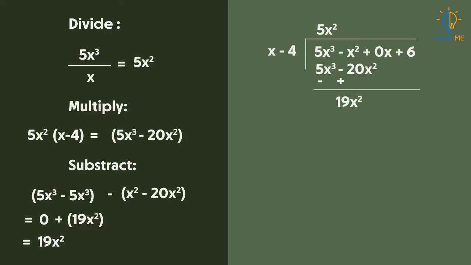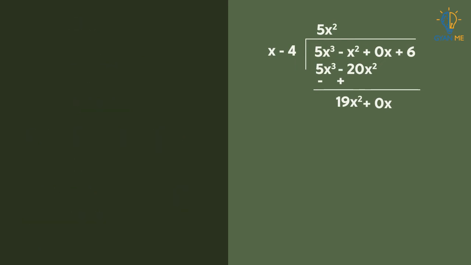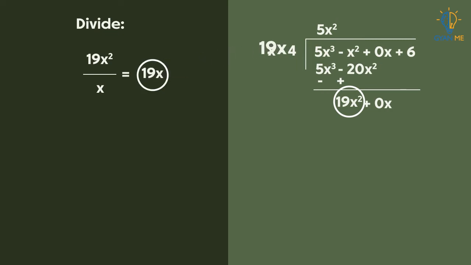After carrying out subtraction, we get remainder 19x square. Now bring down the next term from the dividend to become 19x square plus 0x. In the next step, consider this remainder 19x square plus 0x as the new dividend while the divisor remains the same, and repeat all division steps. To get the next term of the quotient, we divide the first term 19x square of the new dividend by the first term of the divisor. This is the second term of the quotient.